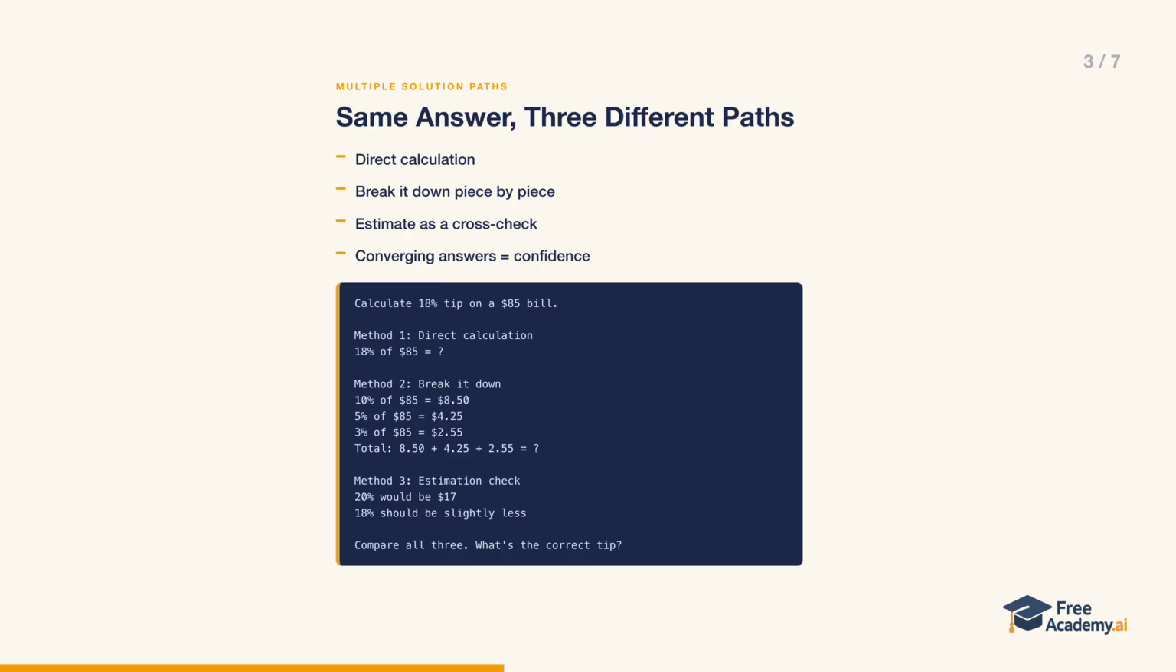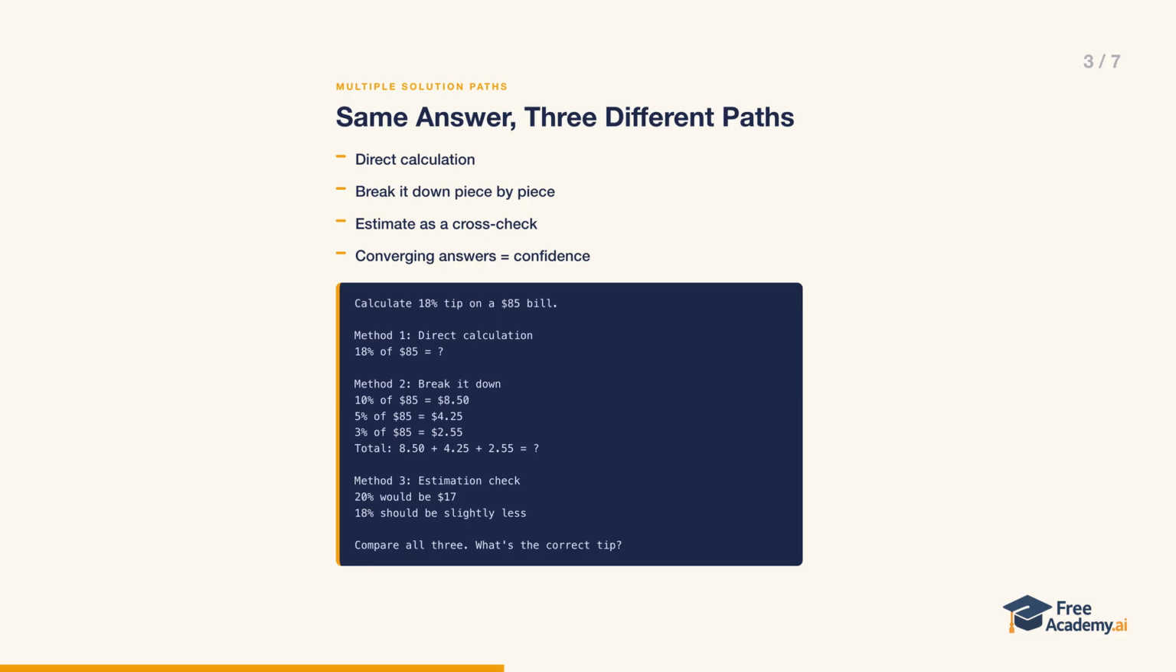Here, we calculate an 18% tip on an $85 bill, but 3 separate ways. Method 1 is the direct calculation. Method 2 breaks it into 10%, 5%, and 3%, and adds them up. Method 3 is an estimation check. 20% would be $17, so 18% should be slightly less. Then we ask the model to compare all 3 and tell us the correct tip.